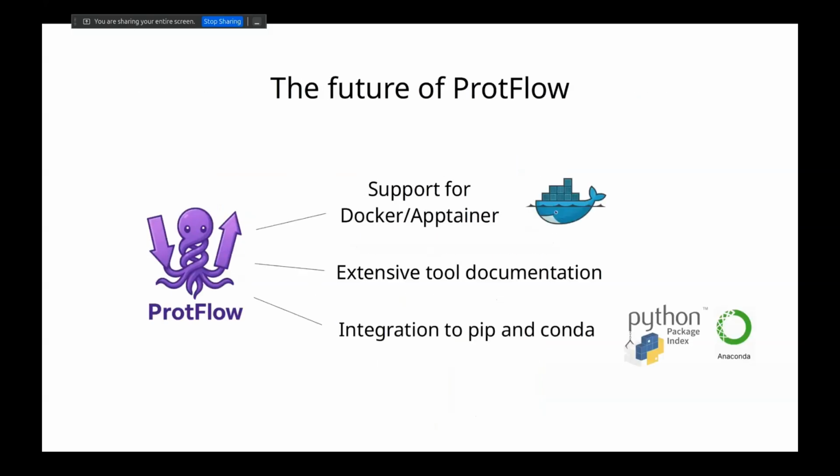Okay, and we don't stop at this part. We also have a roadmap for the future. One of the more important aspects of this roadmap came out of the European RosettaCon this year, where a lot of people said that installation is really one of the biggest problems. And so support for Docker and Apptainer is something that we really want to get going in ProtFlow, but we just need more hands at this point. And of course, also tool documentation to make the tool much more usable, and eventually integration of ProtFlow into pip and conda to make the install easier as well.